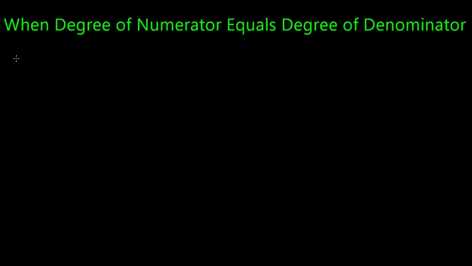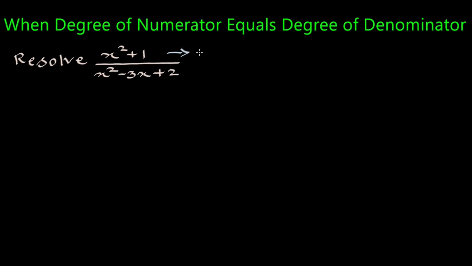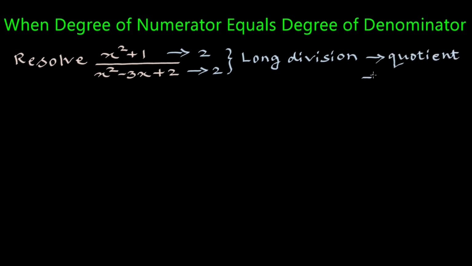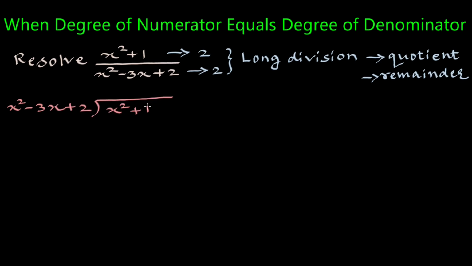Resolve into partial fractions x square plus 1 upon x square minus 3x plus 2. Here the degree of the numerator is 2 and the degree of the denominator is also 2. So we will perform long division to find the quotient and remainder if any. Divisor x square minus 3x plus 2. Dividend x square plus 1.